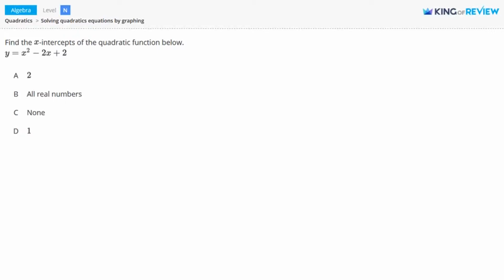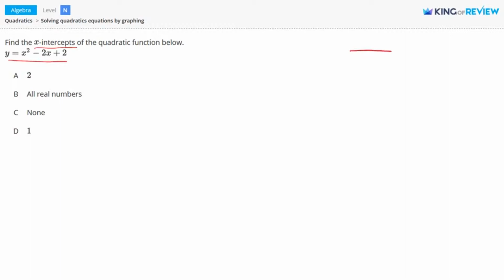Find the x-intercepts of the quadratic function below. Y equals x squared minus 2x plus 2. So in this problem, we want to find the x-intercepts of this equation here.